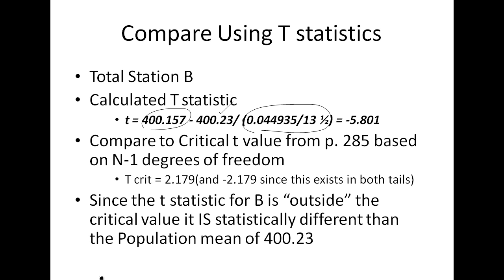Now again, your degrees of freedom for total station B would be 12, which is 13 minus 1. So you go to the back of the book and pick out from the table a critical t-value of about 2.18 or negative 2.18. Now your value does lie outside the critical t-value. And what that says is that these shots taken with total station B are significantly different than the population mean, or the mean distance between the two points.